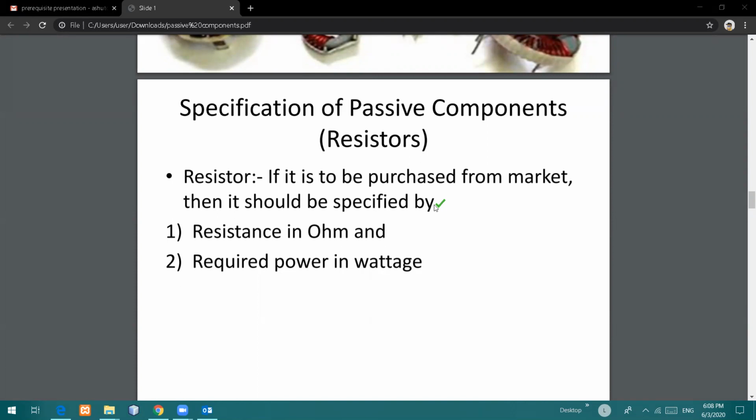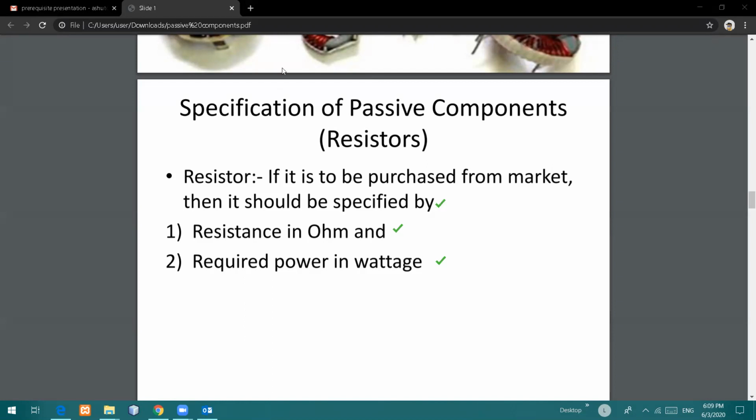Suppose you may be knowing that in Nagpur the electronic market is in Shani market, Telipura area. Suppose you want to purchase any resistor from the market, then you have to ask the shopkeeper what you need. So you have to specify the amount of resistance in ohm, what value of ohm resistance you need, and what is the wattage it is to carry.